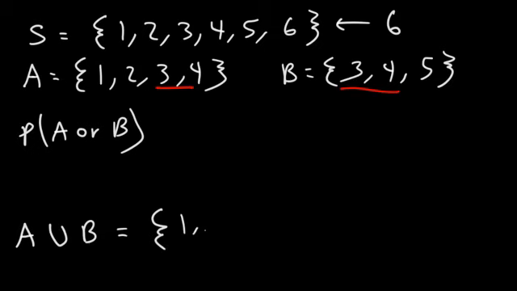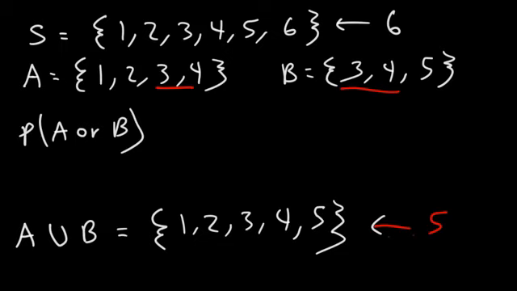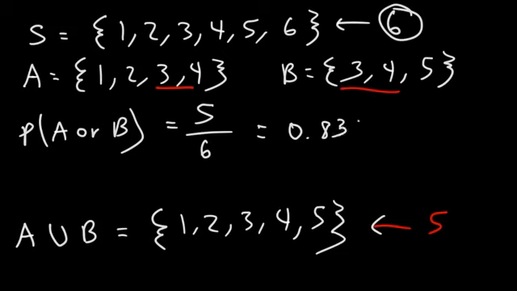Event A occurs anytime we get a 1, 2, 3, or 4. B occurs if we get a 3, 4, or 5. So this will include everything except 6. So there's 5 favorable outcomes that lead us to get an event A or B out of a total of 6 possible outcomes. So the probability is 5 over 6, which as a decimal is approximately 0.83. The 3 is repeating. So that's about 83.3% chance of getting A or B.